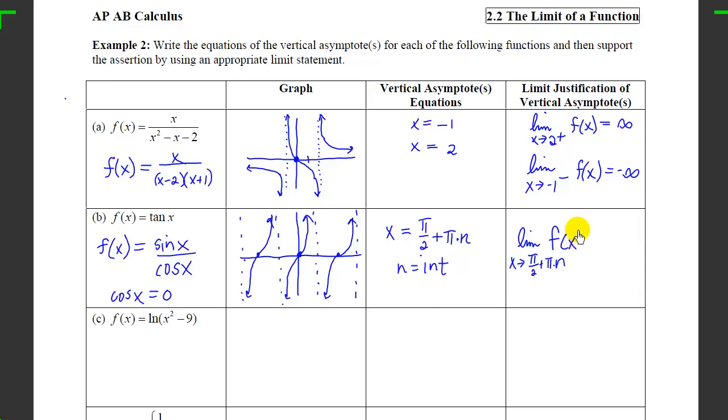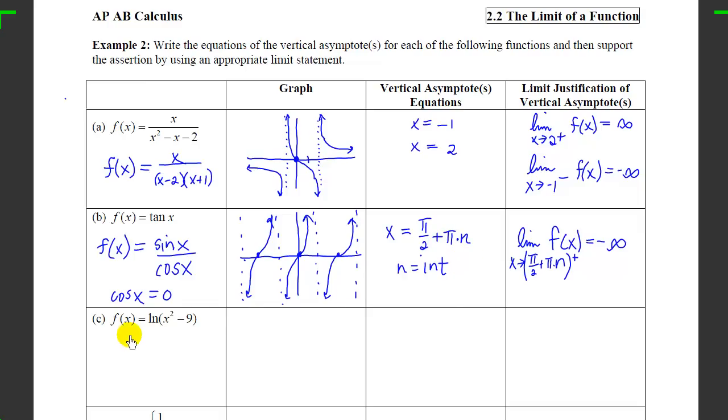of that function is going to be, well, we've got to decide whether we want to come at it from the right or from the left. So if we come at it from the right-hand side, we're heading down every single time. So there's a limit statement that justifies for us the vertical asymptotes that are occurring at each of these locations.